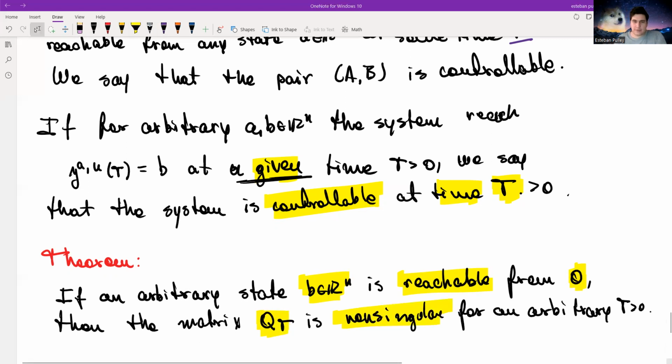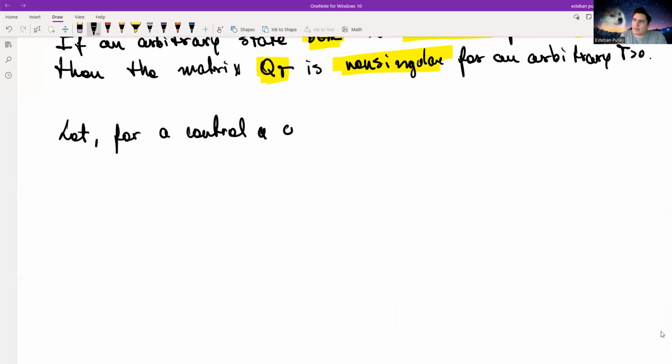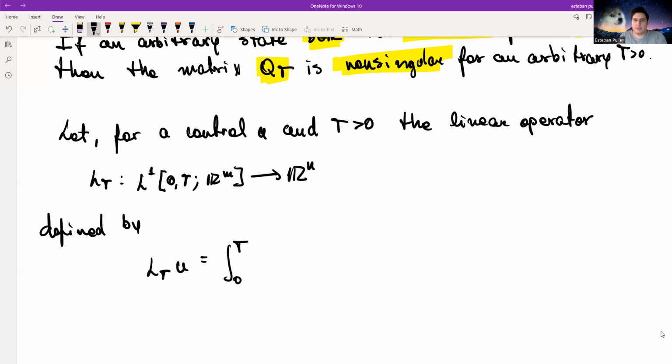So now we are going to define a useful operator. For a control u and t positive, the linear operator Lt, defined in the space L1(0,T; Rn) to Rm, is defined by Lt(u) equal to the integral from 0 to t of e^(A(t-r)) B u(r) dr. Okay, it's simple.